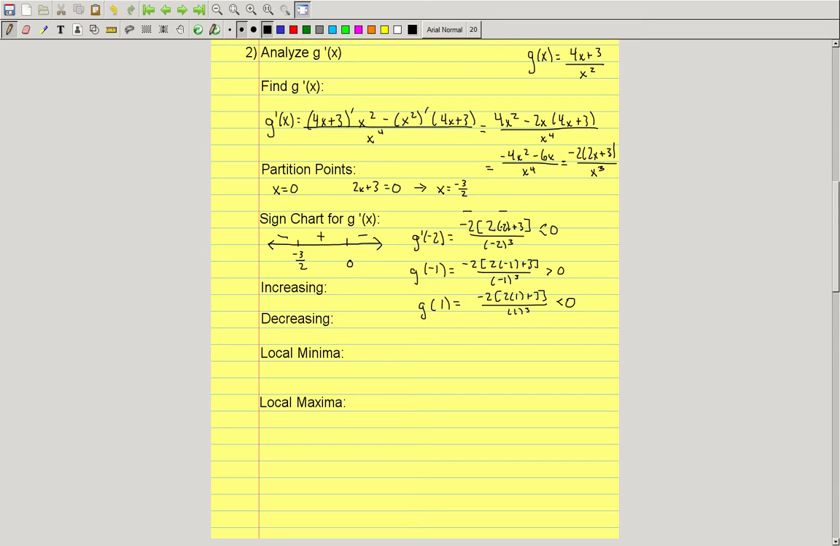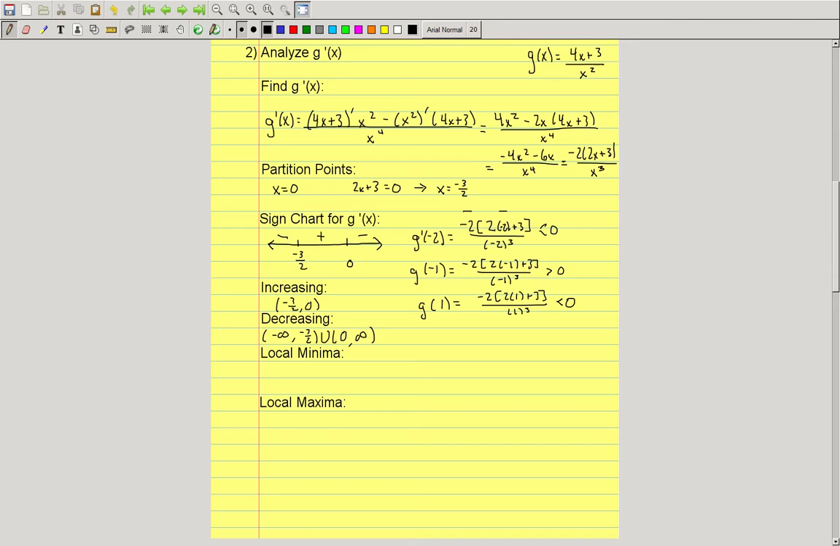All right, collecting this information, the function is going to be increasing in the region from negative 3/2 to 0, and decreasing otherwise. So from negative infinity to negative 3/2, and from 0 to positive infinity.